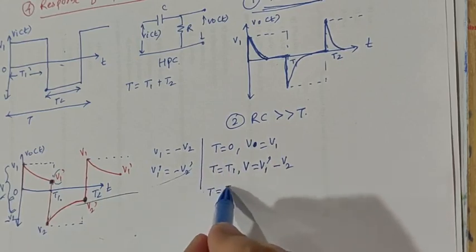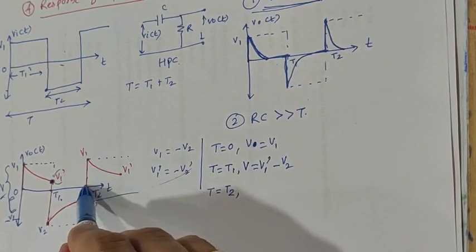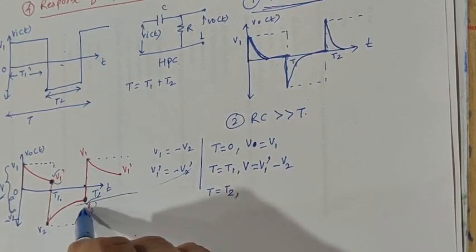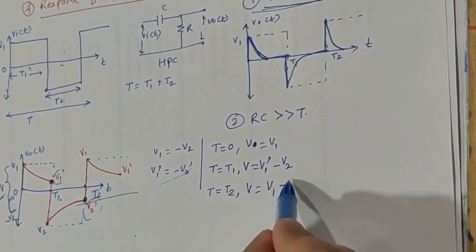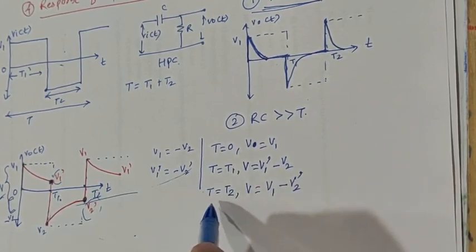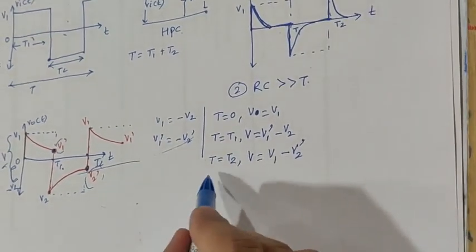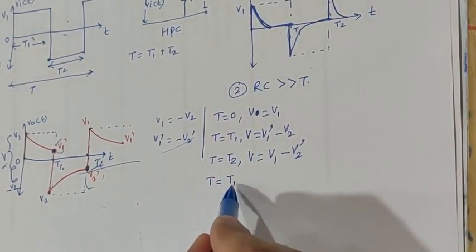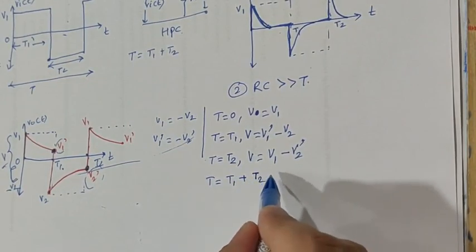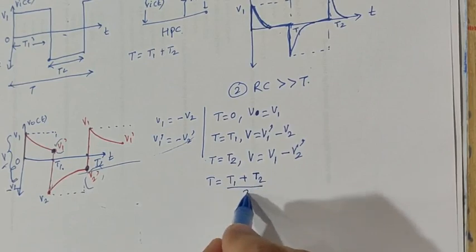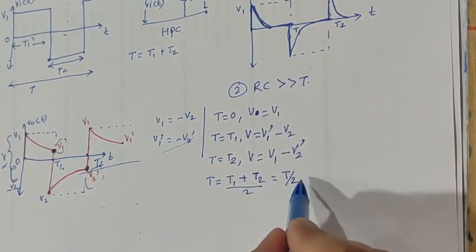Similarly, at t is equal to T2, what will be the output? V1, which is positive, minus V2 dash. So I can write V is equal to V1 minus V2 dash will be the output at t is equal to T2. But because it is a square wave, t is equal to T1 plus T2 by 2, and T1 and T2 are the same. So I can write it as capital T by 2.